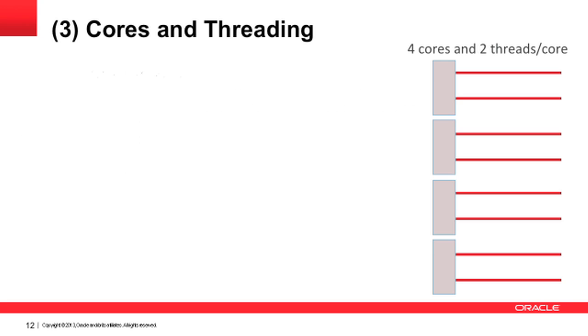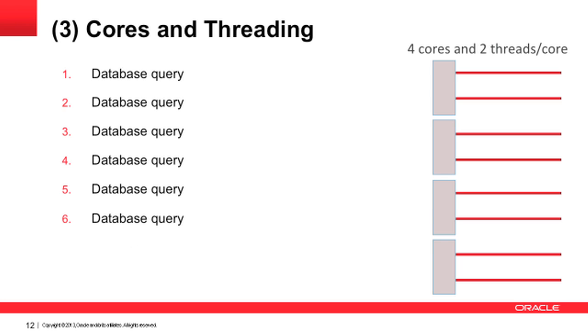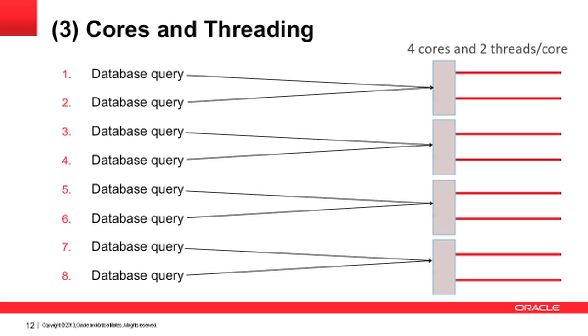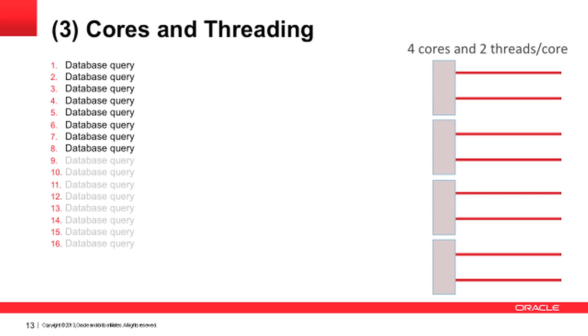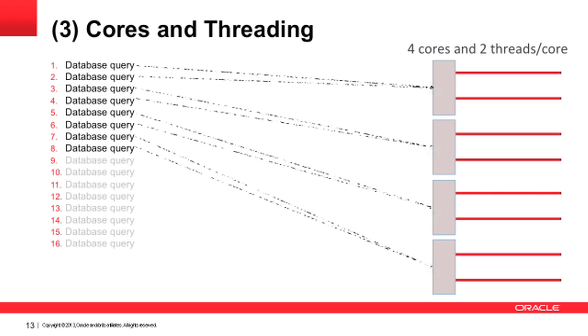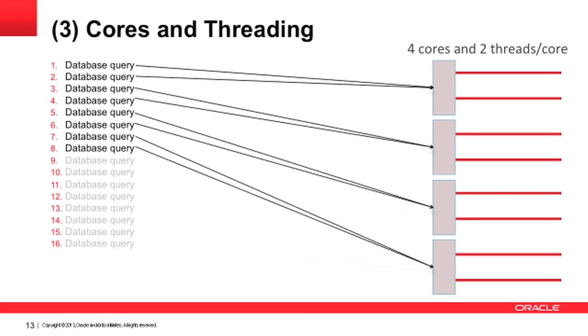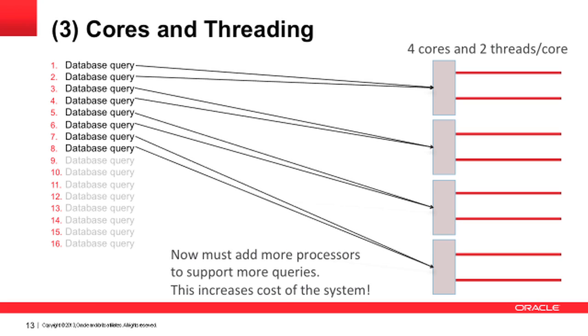Another way to look at this is to consider database queries. Well, if you only have 8 database queries, then you're fine. A single processor could handle 8 database queries. But as we all know, many of our environments run far more queries than that. What if you were running, say, 16 queries? In that case, we're limited. Only 8 of those queries could run directly on the threads. The other 8 queries will need to wait while one of the threads gets freed up. This is a problem, so now we have to add more processors to support more queries. This certainly increases the cost of the system.